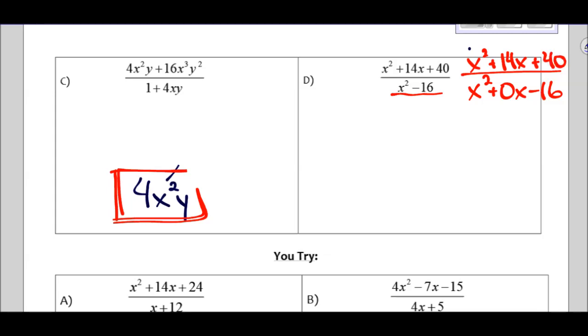And then think about what's going to multiply to be negative 16 and add up to be 0. So I'm going to do the top first. What's going to multiply to be 40 and add up to 14? That's got to be 10 and 4.